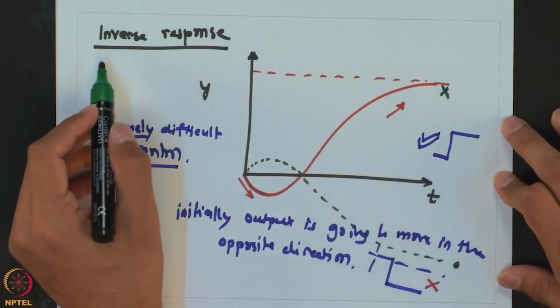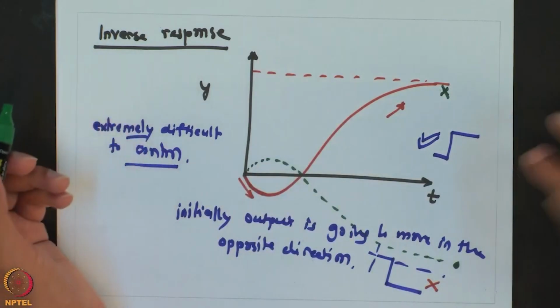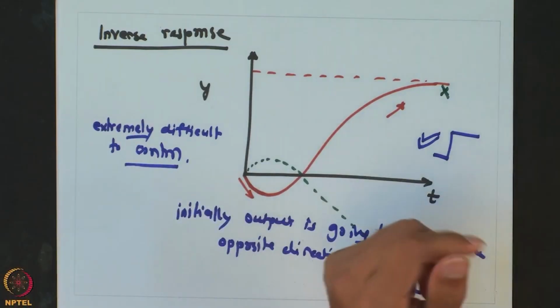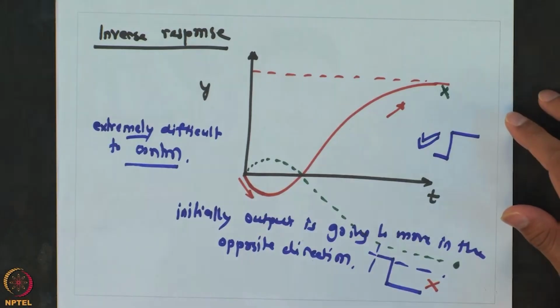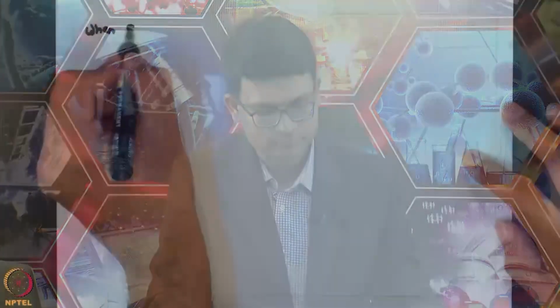Because of that, inverse responses are very difficult to control, and we should know when we get inverse responses. It is always better to know that the system exhibits inverse response, then some corrective action can be taken, or has to be taken, in order to control that process. So, let us look more into when do we get inverse response.